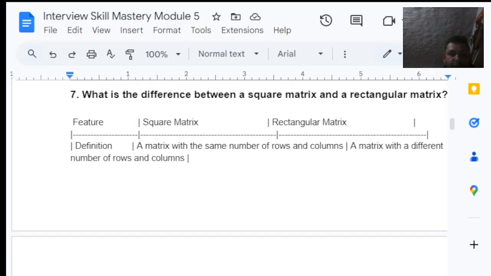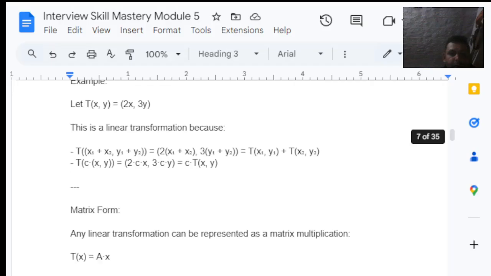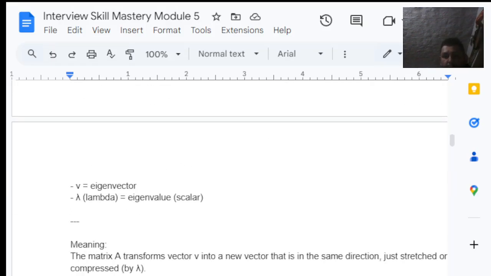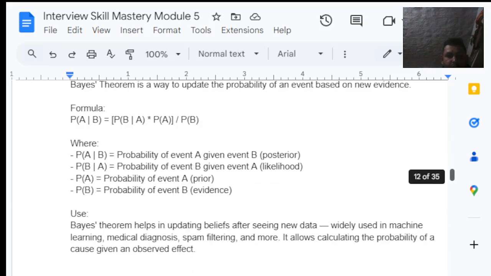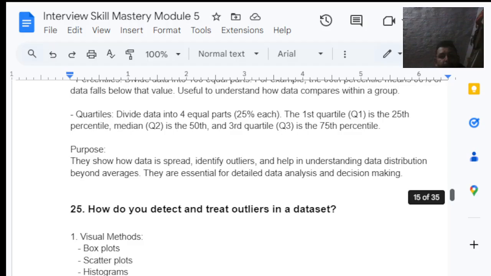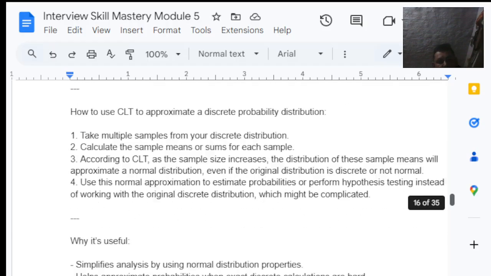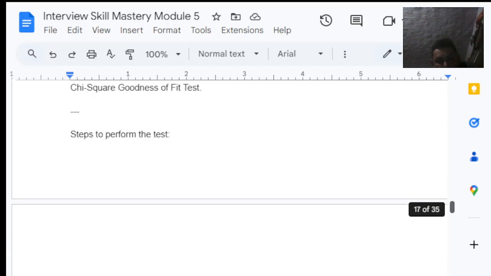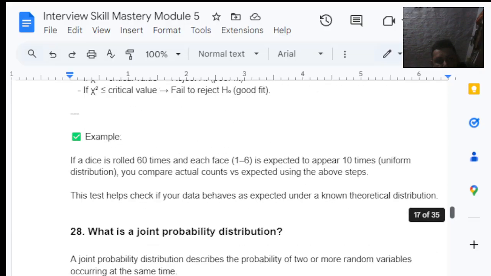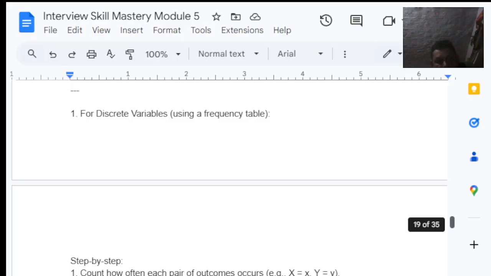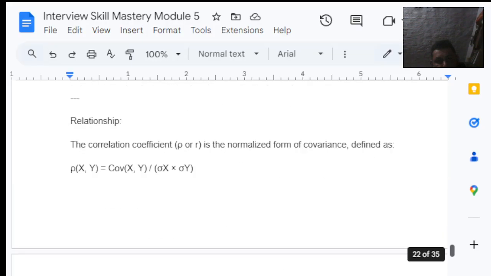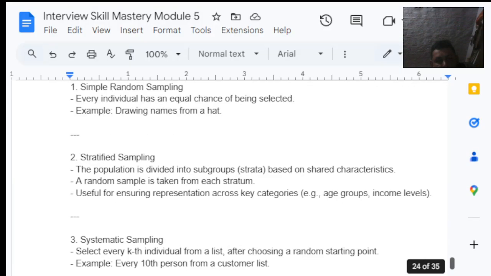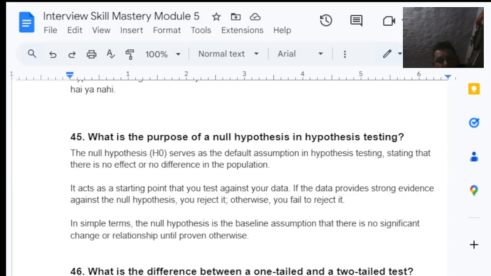So these are the sixth and seventh questions, and we will go to the last question. Any question on probability, and this question will be the most important. Which one?